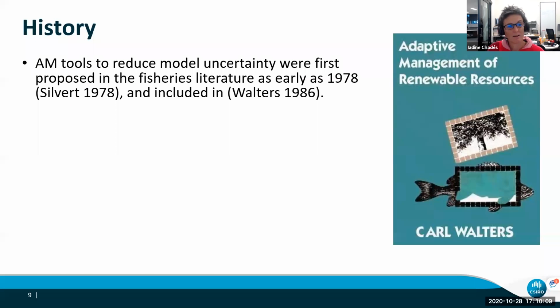A little bit of history about adaptive management tools to reduce model uncertainty. Well, I did a bit of reading, and the first paper I could find was Silvert in 1968. He was using adaptive management under model uncertainty in the fishery literature, and the seminal book by Walters also includes a few examples. So there was a bit of activity here, maybe about 10 papers maximum, and they all try to solve that problem in different ways. Very interesting, because they didn't have computers at the time, so a lot of the work, high-performing computers.